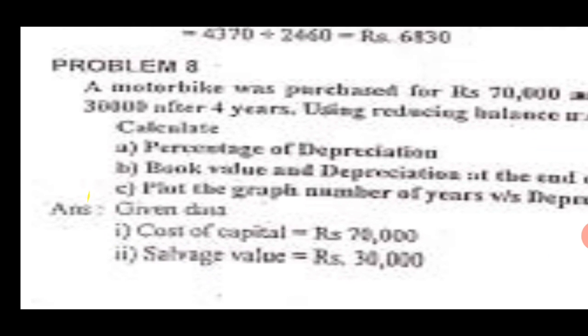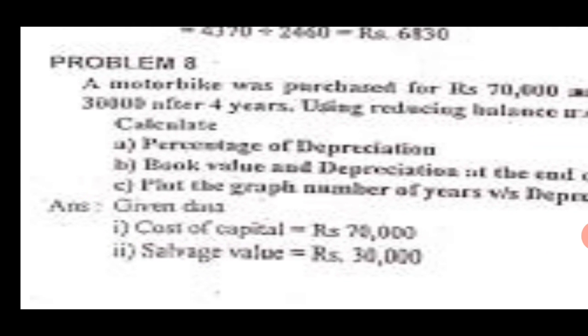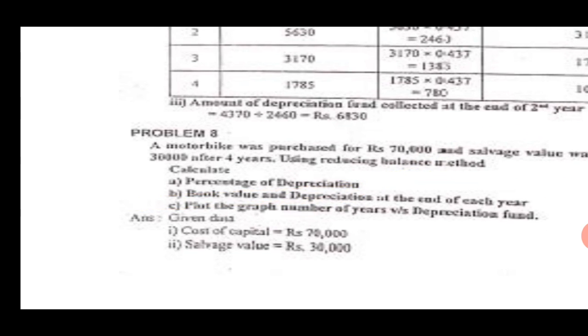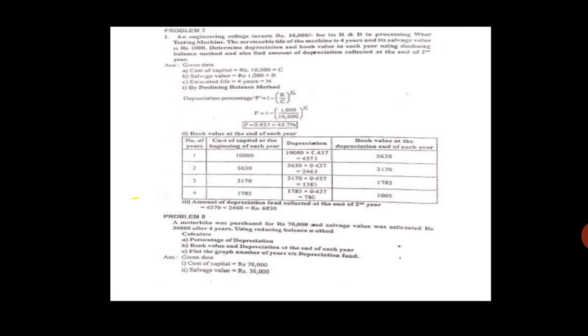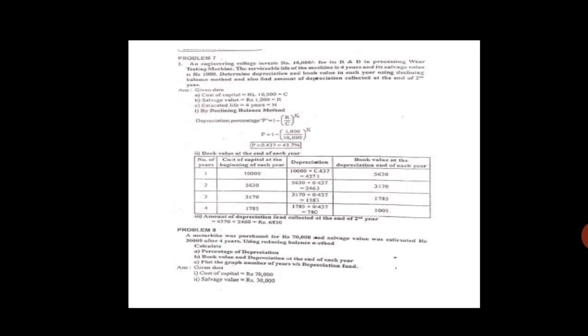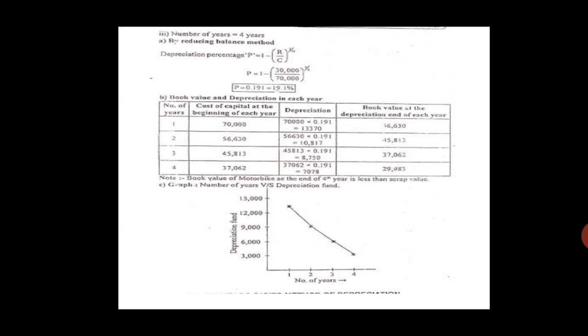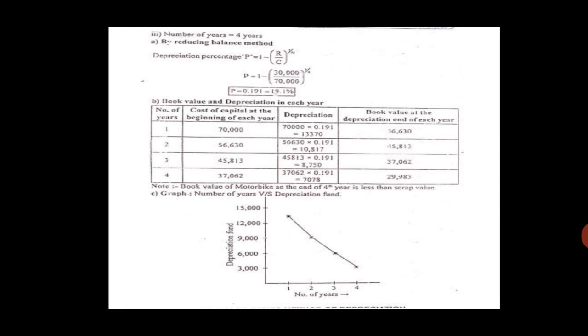So simple it is. The given data is cost of capital is 70,000 rupees and the salvage value is 30,000 rupees. So number of years n is equal to 4. So reducing balance method formula is depreciation percentage is 1 minus (r by c) whole raised to 1 by n. So 1 minus (30,000 divided by 70,000) raised to 1 by 4, you get as 0.191. That is 19% is the depreciation annually.